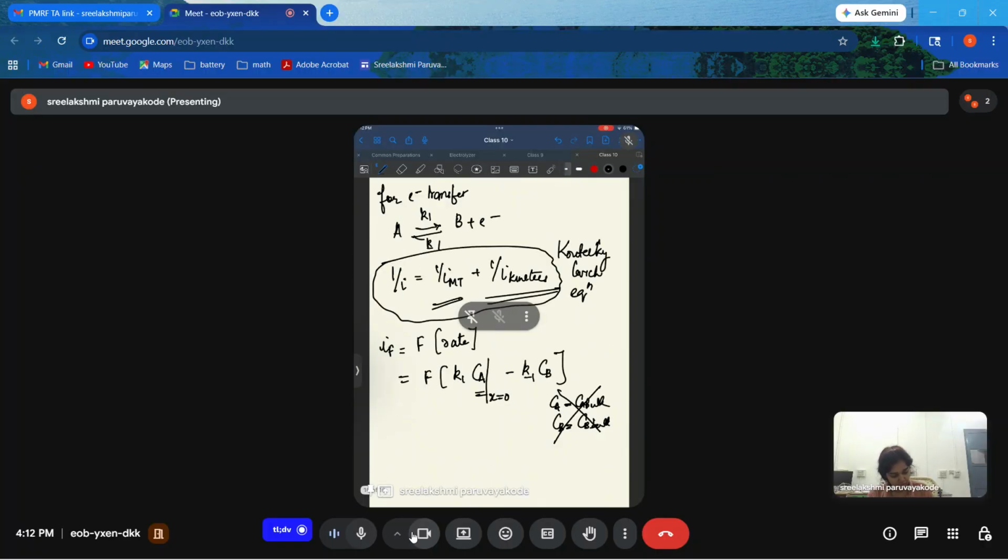So here it will be Ca at x equal to 0, and here also Cb at x equal to 0. Ca at x equal to 0 will be different from the Ca bulk. Similarly, Cb at x equal to 0 can be different from Cb bulk. It depends on how well mixed the solution is.